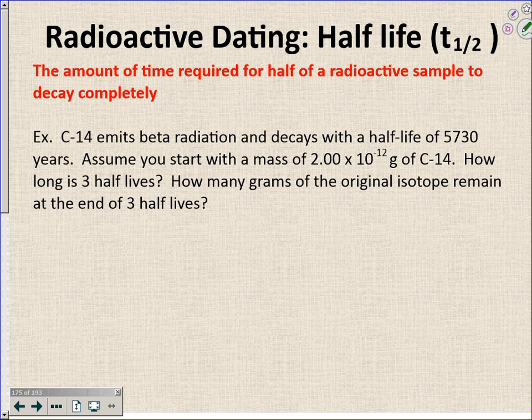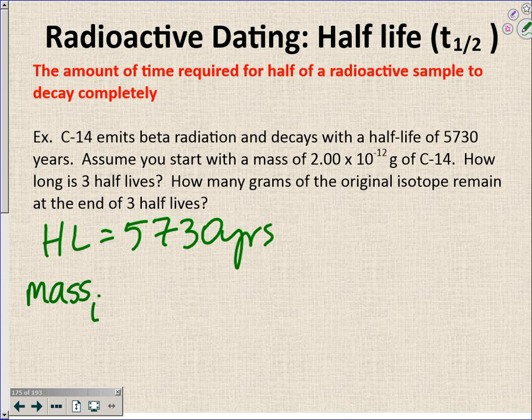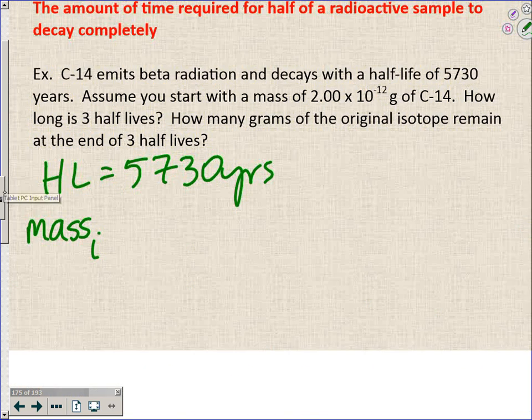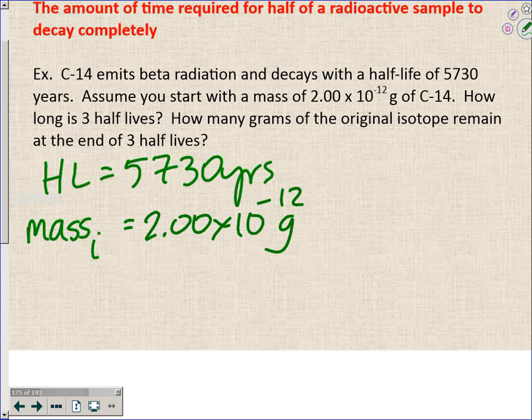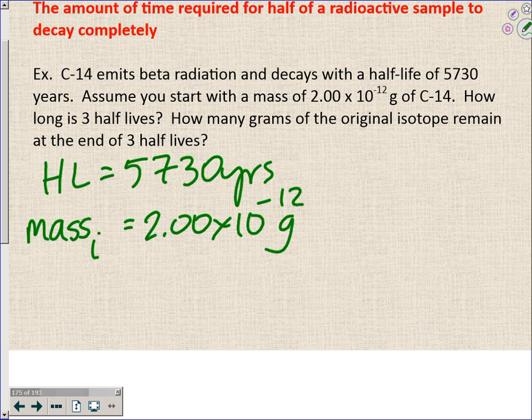1 half-life, and this is how I'd write down my information so that I can process the question. I'm not reading this thing again, okay? So the half-life is equal to 5,730 years. Okay? Write this down with me. And then the mass initial, mass with a little i means mass initial, is 2.00 times 10 to the negative 12 grams. Okay? And it wants to know how long is 3 half-lives and then how many grams of the original isotope is left. So mass final is what we're looking for. That's our question.